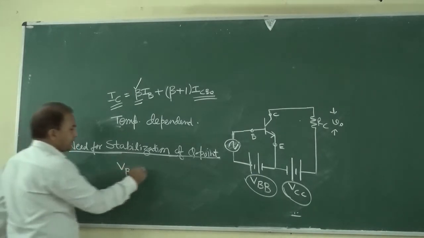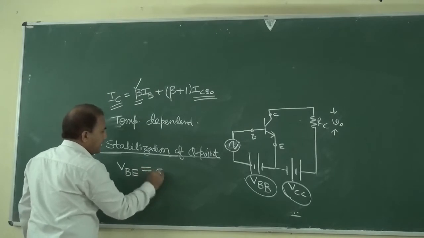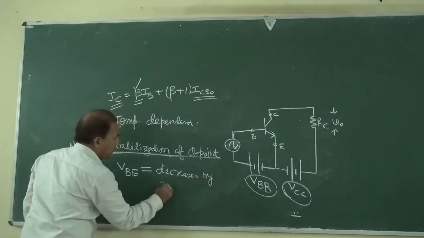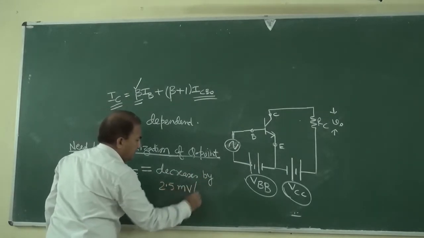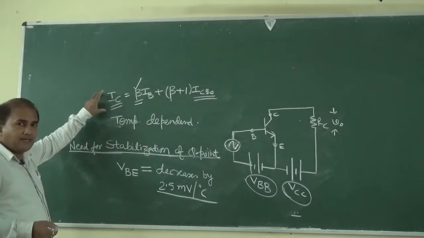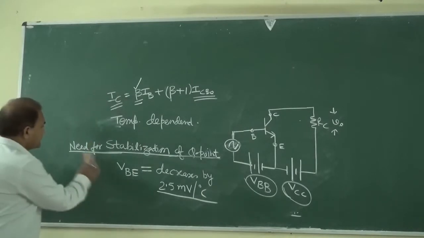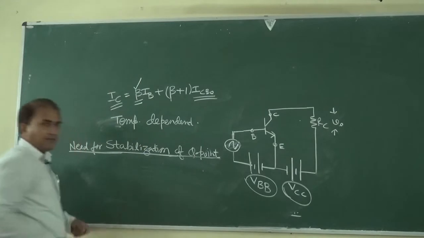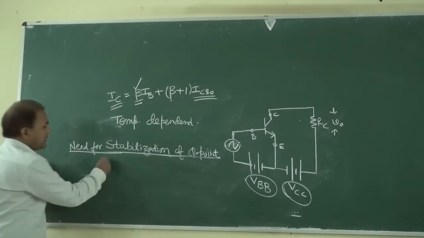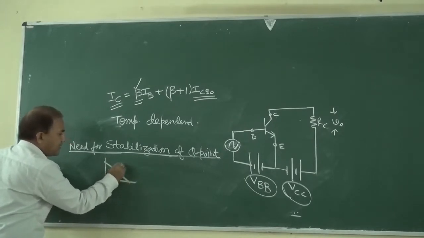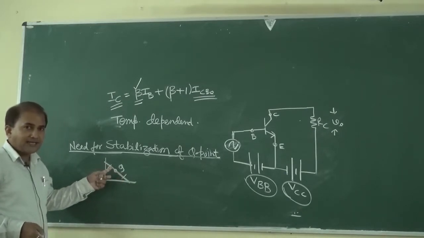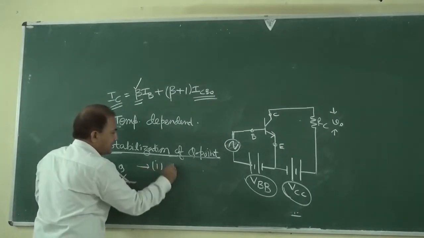Okay, now VBE, its value decreases by 2.5 millivolt per degree centigrade. So IC depends on temperature. That is why we need stabilization. After fixing the Q point in the middle of the active region, this Q point should not change with the variation in temperature.